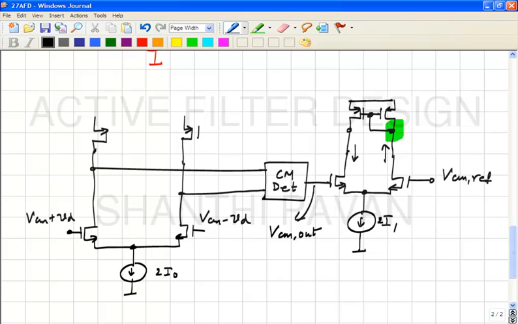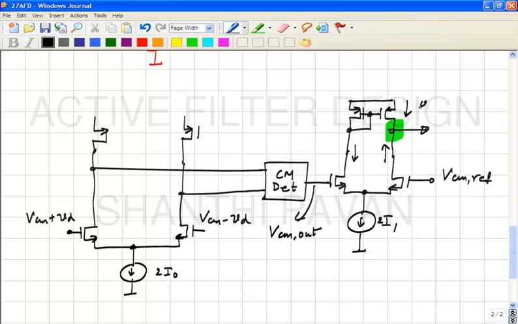Yes, Shravan, where do you think we should take the output? Okay, the suggestion is that I should get back to my old circuit and make this the output. Can you tell me why?